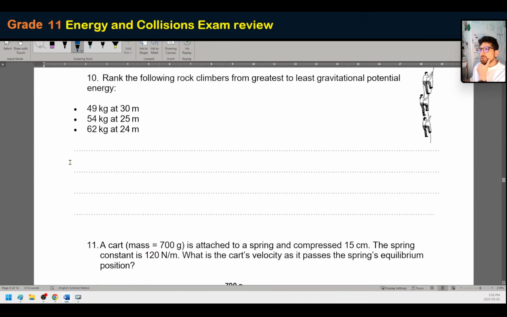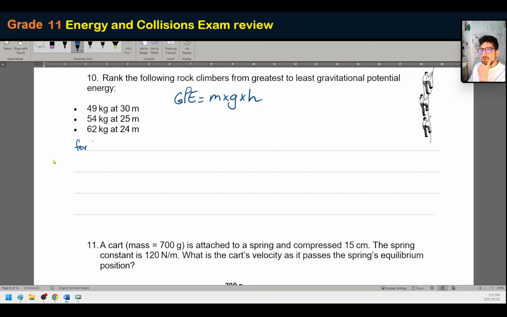Rank the following rock climbers from greatest to least gravitational potential energy. What we need to do here is know the formula for gravitational potential energy, GPE, which is equivalent to mass times acceleration due to gravity multiplied by height. So we need to do that for each one of those. The way I would do it, and you don't have to do it this way, is this way.